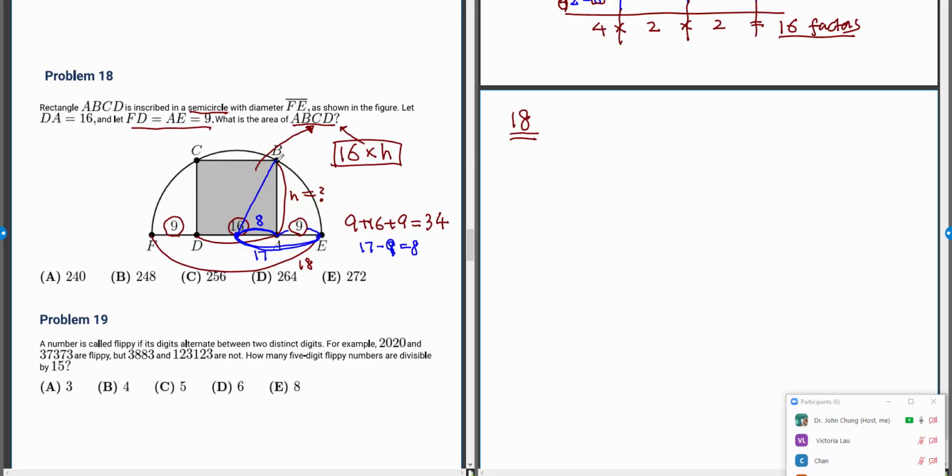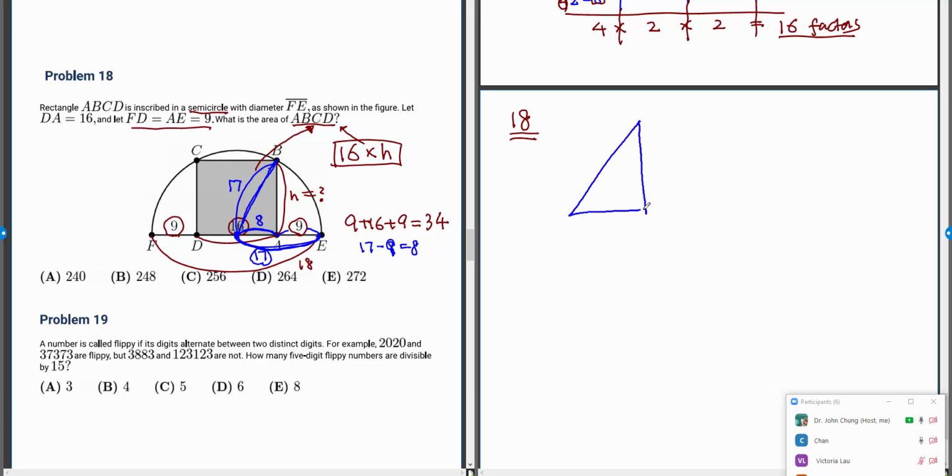What is the length of this one? From B to the center, which is the radius. This is a radius, and this is also a radius, which is equal to this same number, 17. Are you guys with me? Yes.